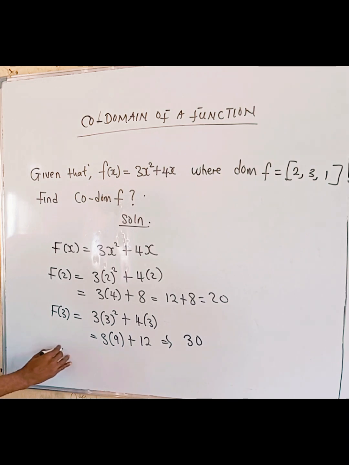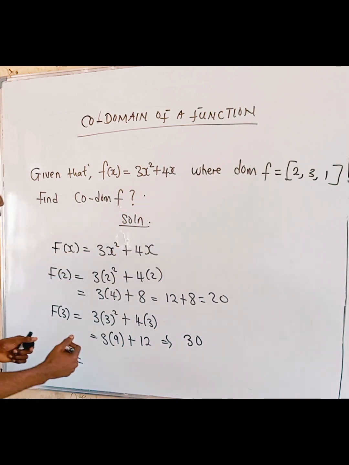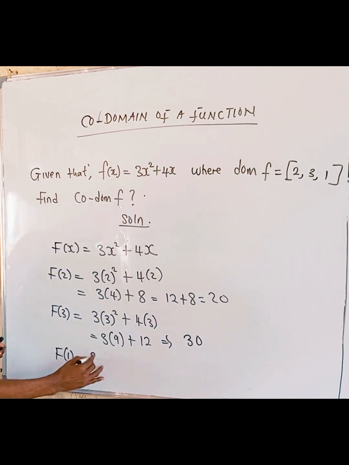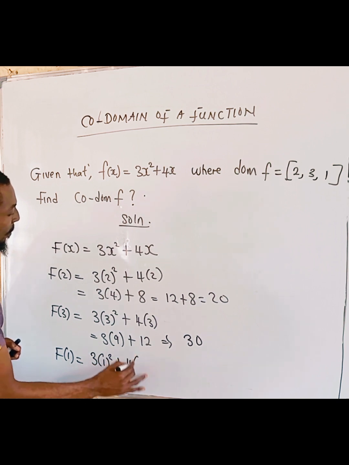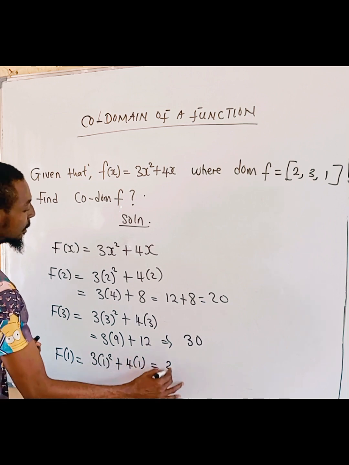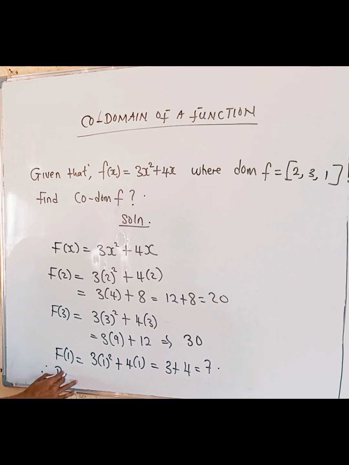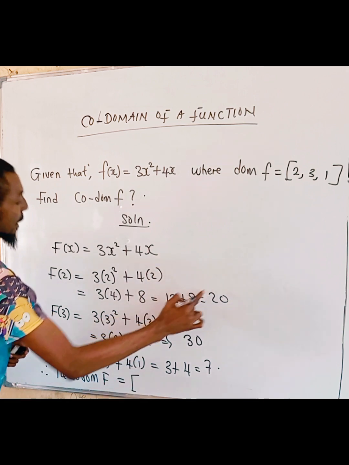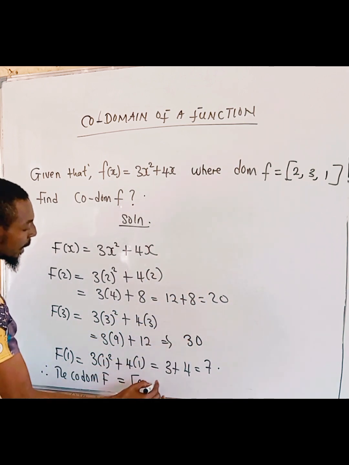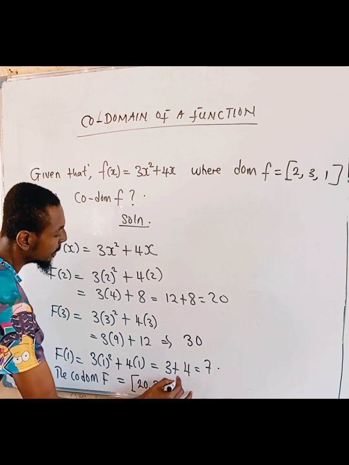Then the last is f of 1. For the same function when x is equal to 1, the value is 3 times 1 squared plus 4 times 1, and that is 3 plus 4, which is equal to 7. Therefore, the codomain of the function f is 20, 30, 7.